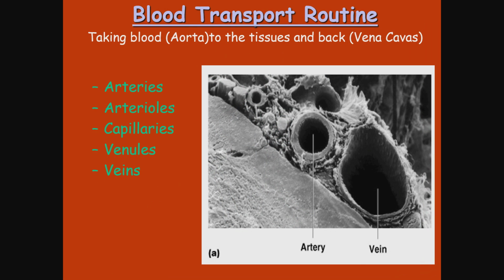Blood transport routine. Taking blood from the aorta to the tissues and back to the vena cavas goes in this order. You go from the arteries, which go away from the heart. Arteries get smaller and turn into arterioles. Then they get into the smallest blood vessel, the capillary. Then they go back up to the body through venules, which get bigger and turn into veins, which get you back into the heart. You can see that veins are way bigger than arteries.